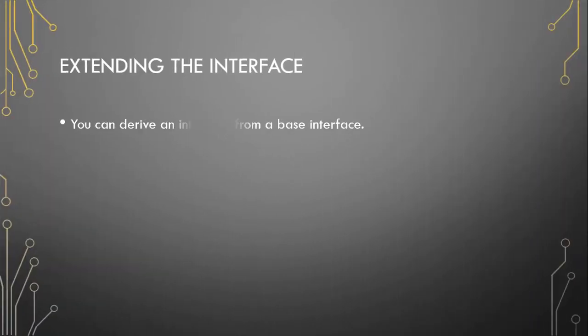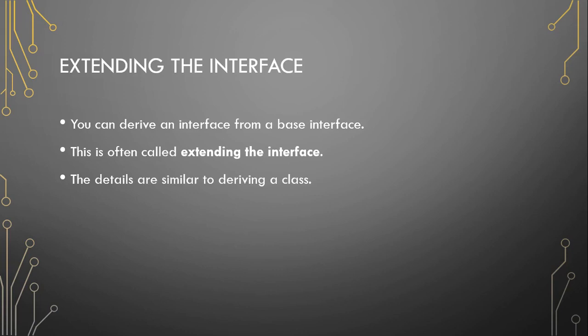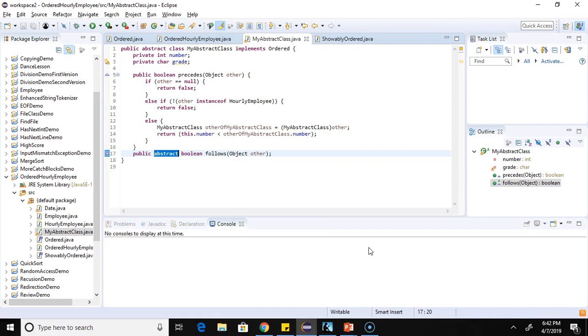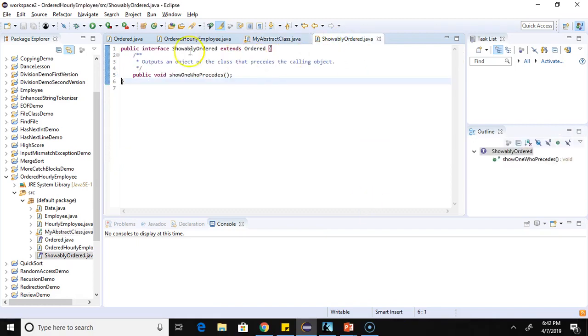Now let's say we want to extend the interface. You can derive an interface from a base interface. It's kind of like how you can have a base class and a derived class. This is also sometimes known as extending the interface. The details are similar to those of deriving a class. If we look at our example, you can see we say public interface ShowByOrder extends Ordered. It simply outputs an object of the class that precedes the calling object. So public void showOneWhoProceeds, and that's it. That's all the method is. So that means if you implement this ShowByOrdered, you're using the extension.